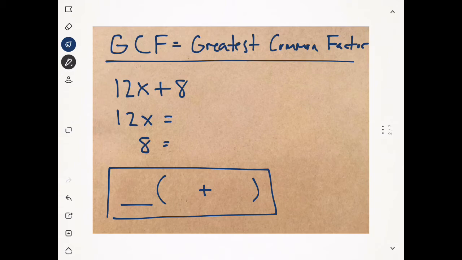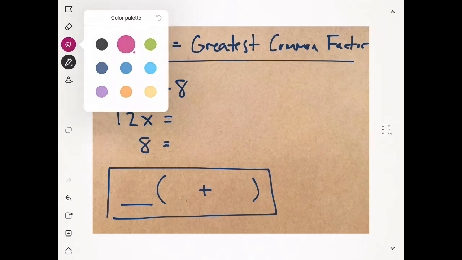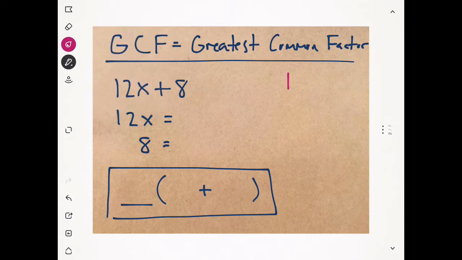So the next thing I want to do is change colors, and go over here and take my 12 and my 8, and write down all the factors of 12 and the factors of 8. I know that 1 times 12 is 12, so 1 and 12 are factors of 12. I know that 2 times 6 is 12, so I can write down a 2 and a 6. And I know that 3 times 4 is 12, so I can write down a 3 and a 4.